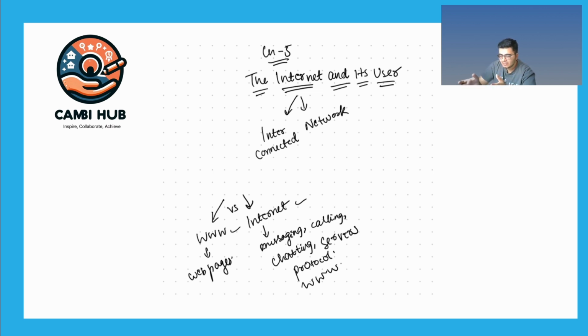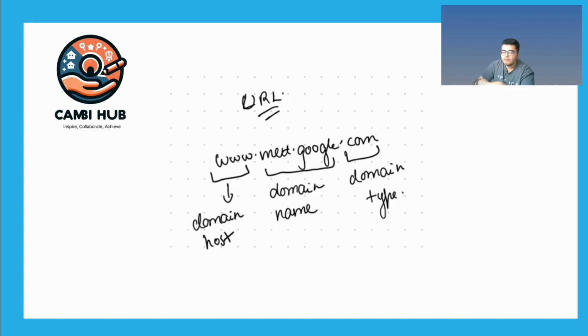Now there's a difference between WWW and the internet. WWW is the World Wide Web, a collection of web pages, whereas the internet contains other things than just the collection of web pages. It is messaging, calling, chatting, servers. So WWW is a part of the internet. Now WWW uses the hypertext transfer protocol, which is HTTP, whereas the internet uses a protocol which is TCP/IP. These are the two protocols, and this is the difference between WWW and the internet.